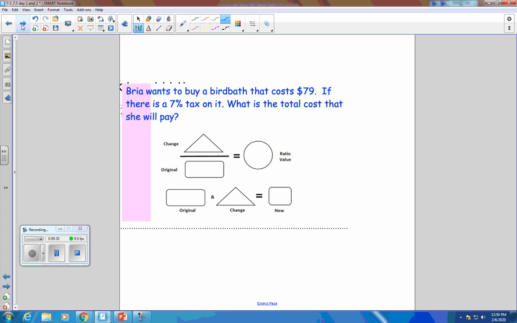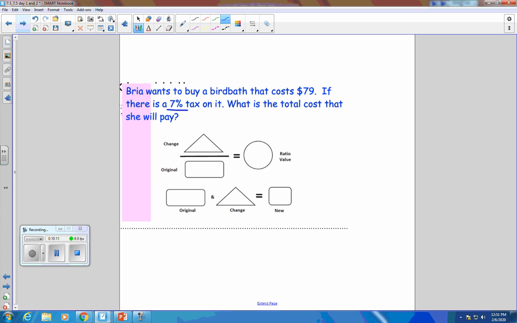Okay, Bria wants to buy a bird bath that costs $79. If there's a 7% tax on it, what is the total cost that she will pay? This chart up here is going to be incredibly helpful. What you see in one shape, so let's say we plug something in for one triangle, we plug it in for both. Same goes with the rectangle. The rectangle stands for the original, the triangle is the change, circle is our ratio value, and then the square is our new value.